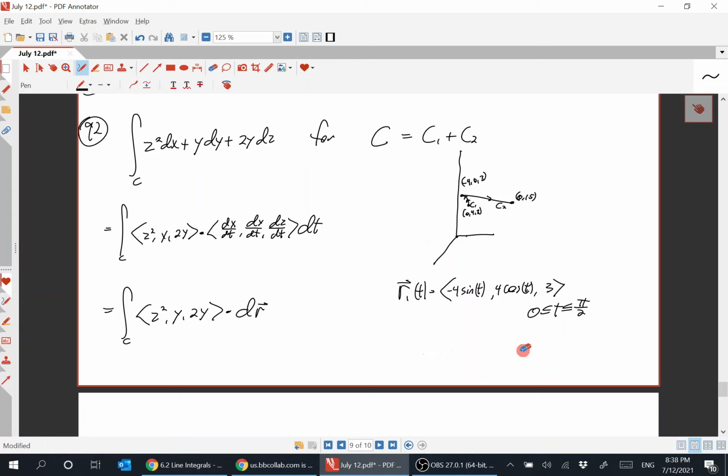And then the second part of the curve is that line segment. So you start with the tail endpoint, (-4, 0, 3), and then you add the t. So plus 4t.